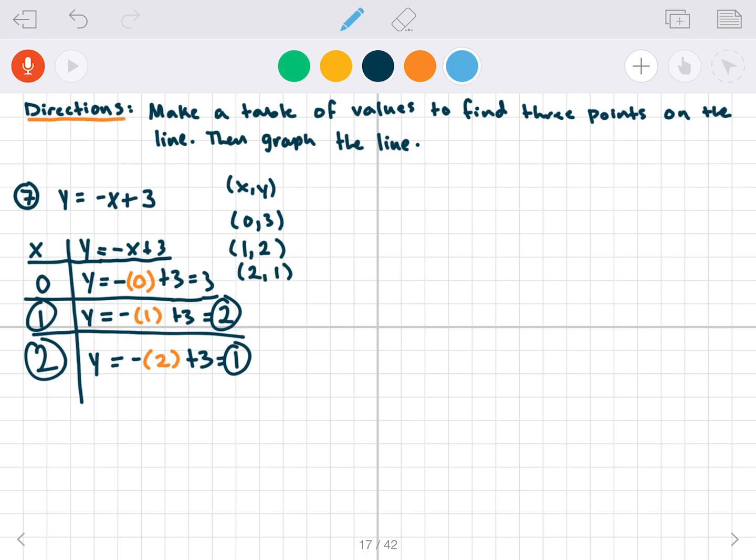So if I graph these guys, first of all, (0, 3), x is 0, y is 3, 1, 2, 3. x is 1, y is 2, so that's going to be right here. I just went 1 to the right, 2 up. Okay, when x is 2, y is 1, so 2 to the right, 1 up, to give me that point right there. And that is my line. I can connect the dots like so.